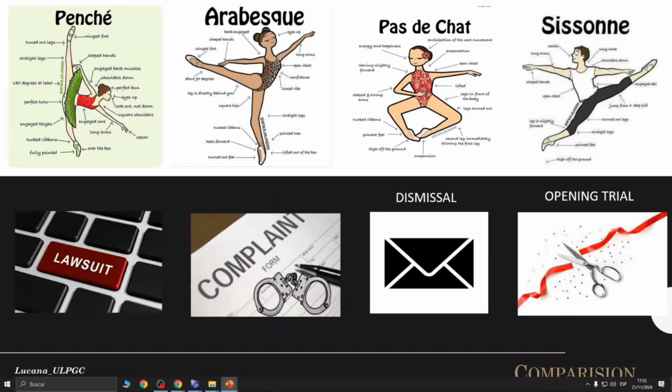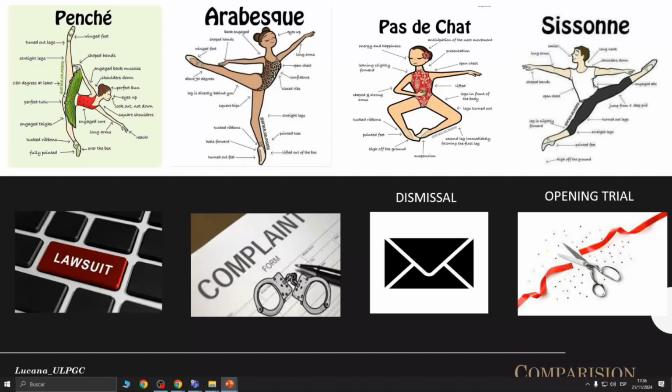A third element that we need is to tell the story by dancing and reach the public. Theoretical and practical knowledge is also needed. It's needed to know how to act through the process. For example, we can say that a dance movement like the penché is visually similar to an arabesque, but it's not exactly the same. And that happens, for example, with a lawsuit and a complaint. There are a lot of elements in common, but they are not the same.